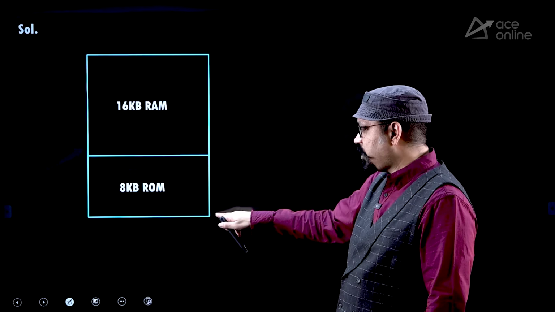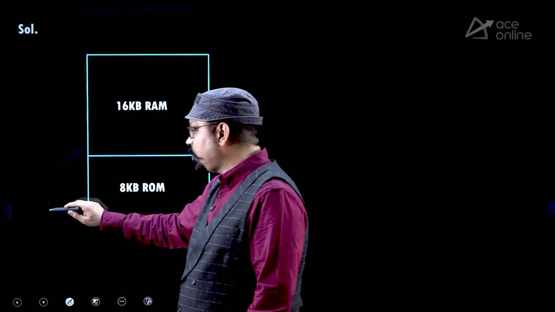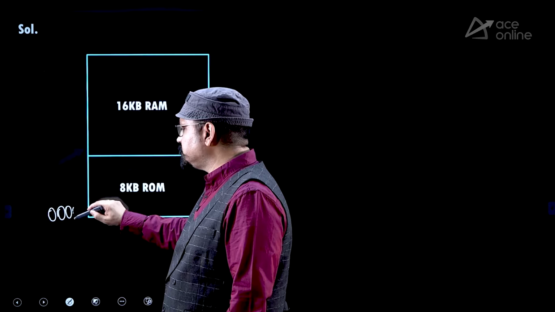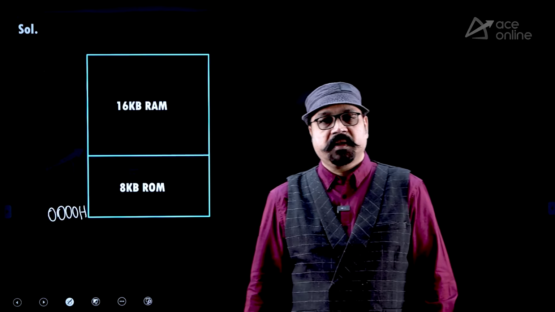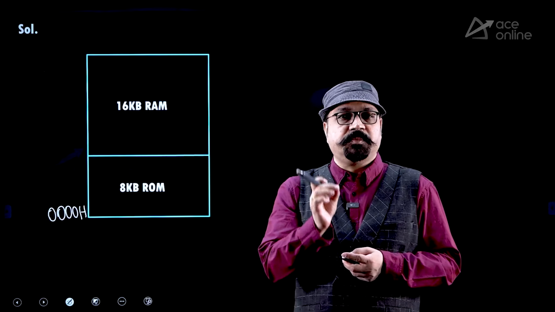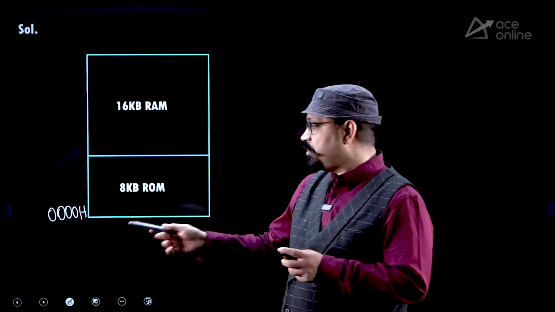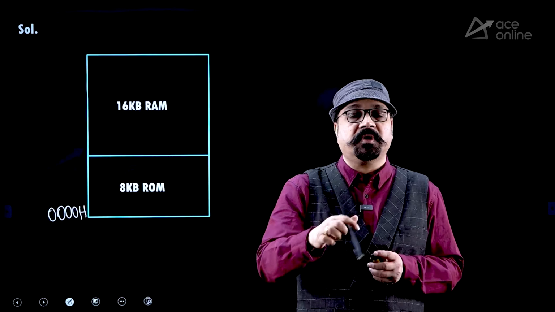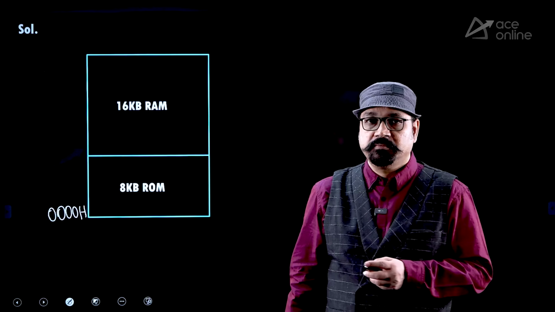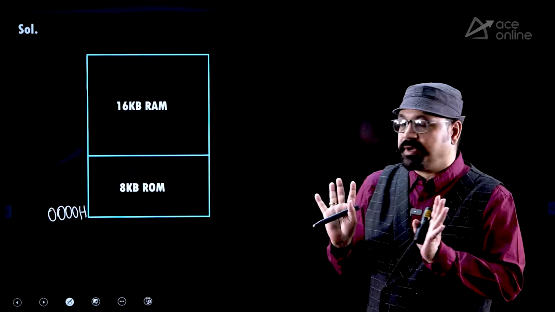This is the starting address of ROM, which is normally going to be 0000 hexa because it is ROM. This point you have to understand. In an 8085 based system, ROM has to start from 0000 hexa because that is the number which gets loaded into the program counter when the reset signal is applied. Not in every processor, I am talking about 8085.